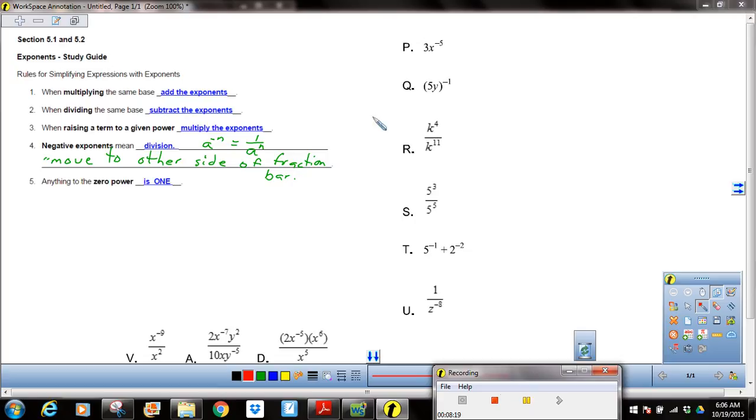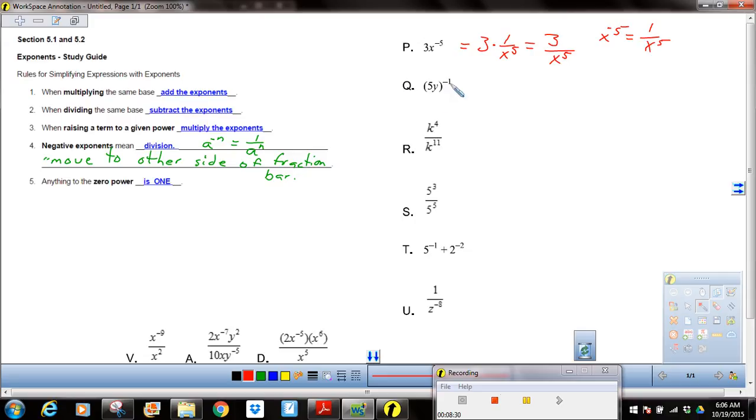We have another set of questions here. This one is a negative exponent problem. The x has a negative exponent, so x to the negative fifth is 1 over x to the fifth. If you times that by 3, it's equal to 3 over x to the fifth. So if you visualize this from the beginning, you could have just taken the x to the fifth and moved it to the bottom of the fraction bar.